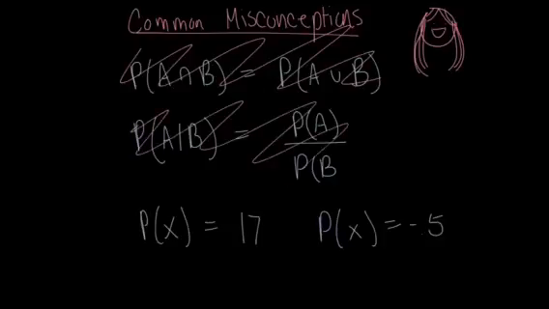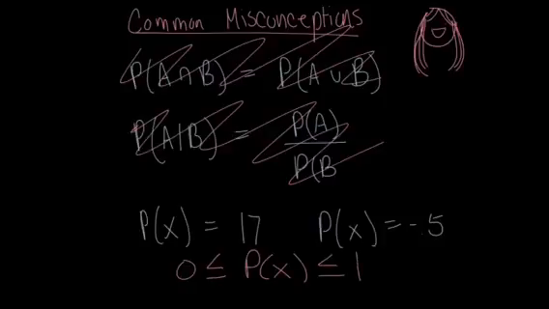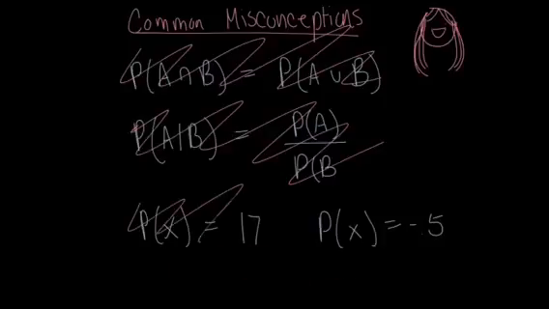So no. The final misconception is that the probability can be any number, like 17 or negative a half. The probability of any variable has to be greater than or equal to 0 and less than or equal to 1. So no.